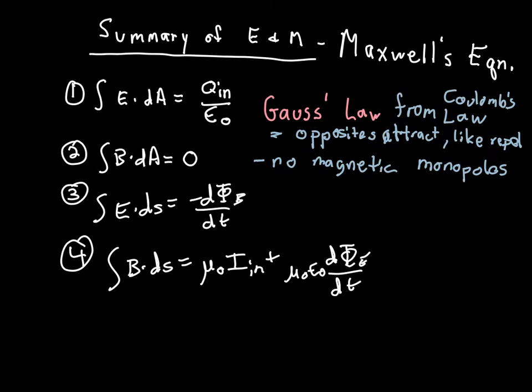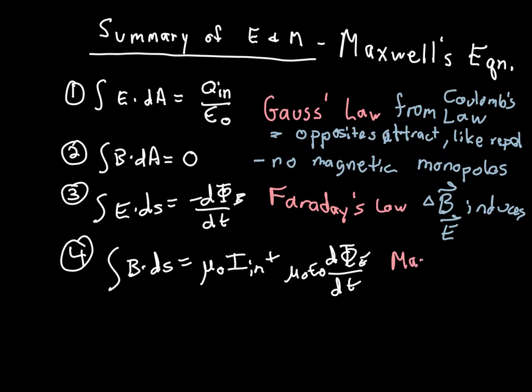Next equation, we have Faraday's law. And Faraday's law tells us conceptually that a change in B induces an E field. So magnetic field can induce an E field. And finally, we have the last equation that we just learned this chapter, the Maxwell-Ampere equation, which conceptually tells us that a change in an E field can induce a B field.